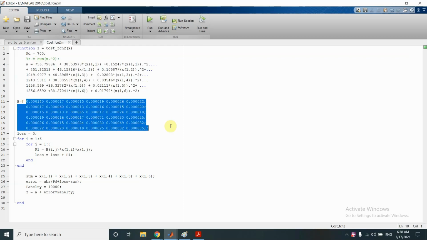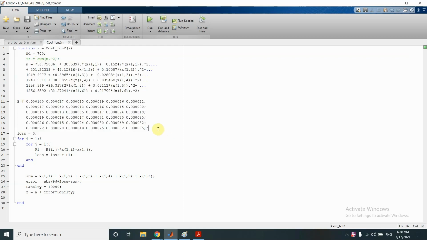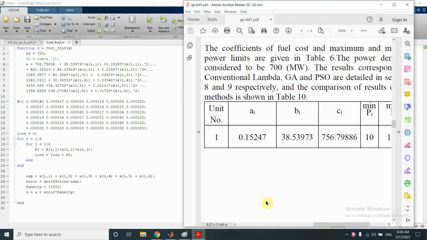Then we have defined the B matrix. This B matrix has been given in the paper.